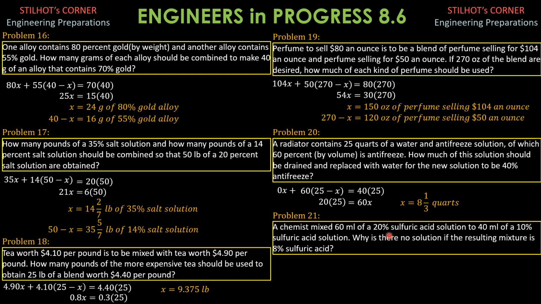For example, 10 point something, 11, 12, 13, up to 20. But since the resulting mixture is 8%, which is outside that range, if you solve this problem there will be no solution, or the resulting value would be negative. So remember the principle: the resulting concentration should be between the two concentrations that are to be mixed together. Since 8% falls outside 10 to 20%, that's why there's no solution to this problem.